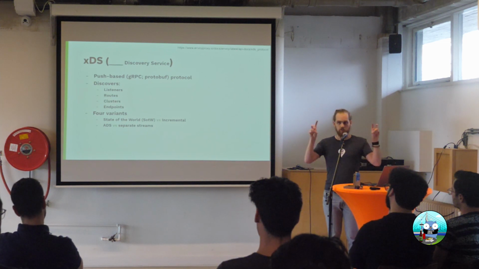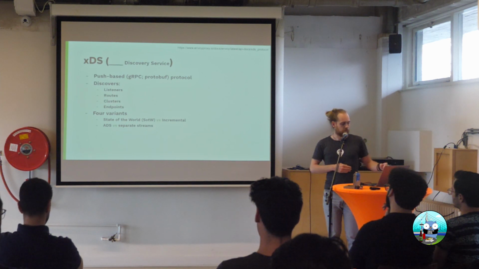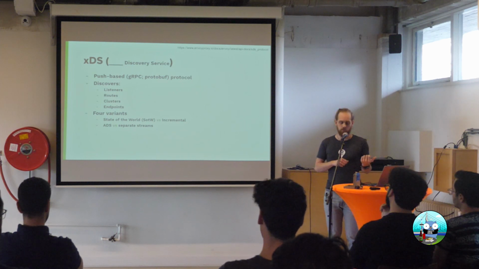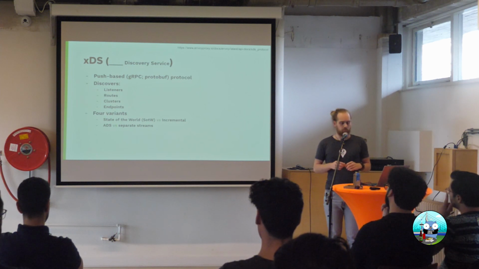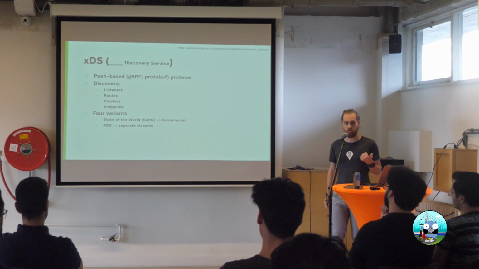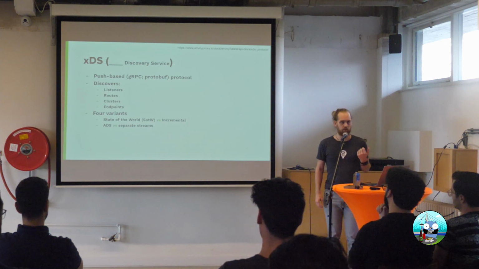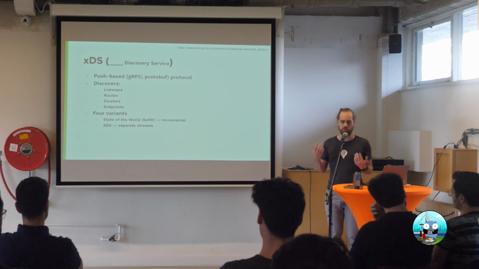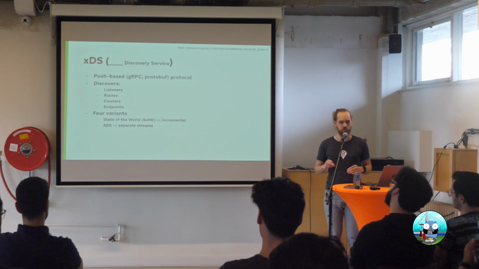So Envoy discovers these four resources, which were just shown in the YAML, using the xDS discovery service. So it's listener discovery service, route discovery service, cluster discovery service, endpoint discovery service, but recently also secret discovery service, and there is also some health configuration service. So there are different endpoints in this spec.